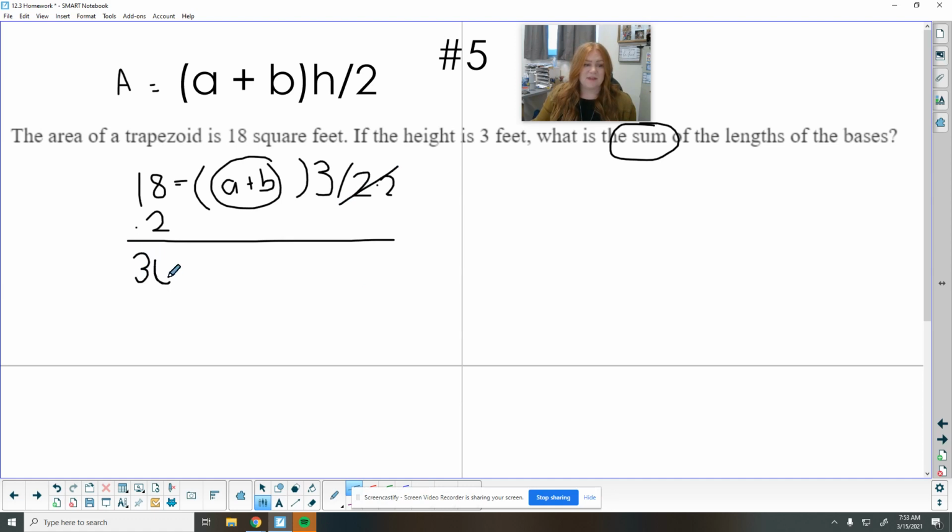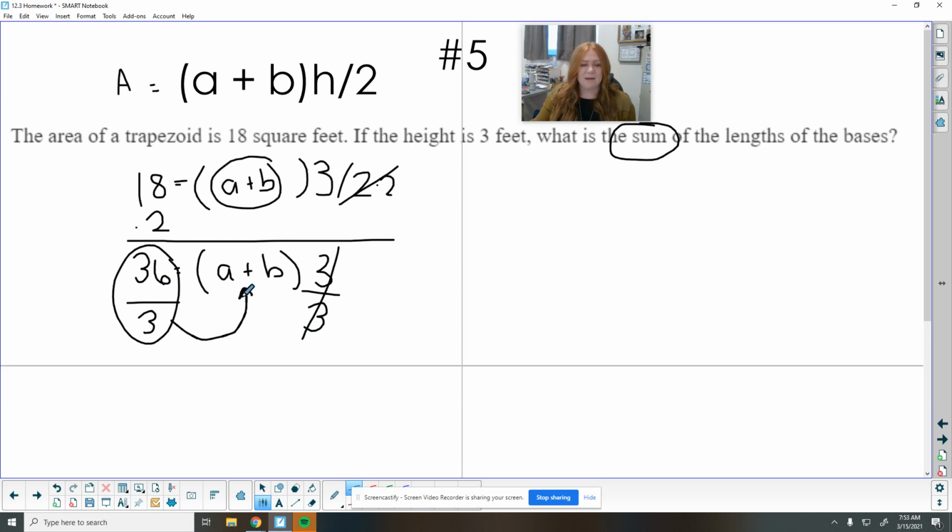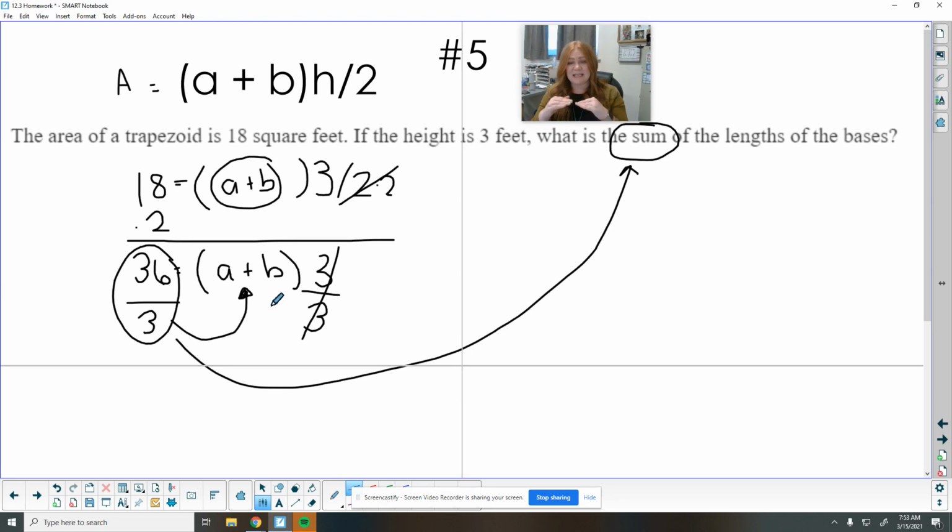So there we have 36 equals A plus B. And this is the answer we want all together. And then times 3. So the opposite of times by 3 is divide by 3 on both sides. So when I do 36 divided by 3, that's going to tell me the sum of these together. When we add A and B, it will tell me that, which is what the answer wants here, A and B added together as that sum of the bases.